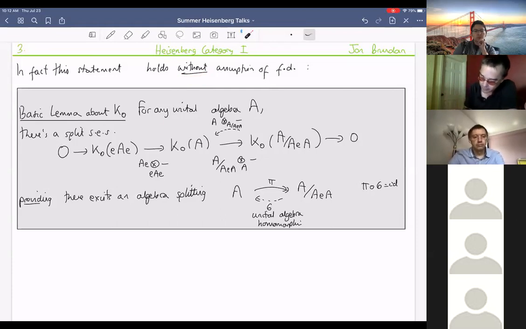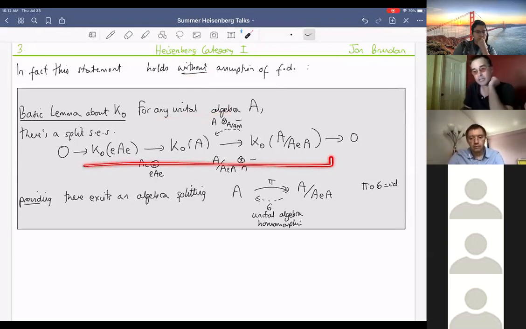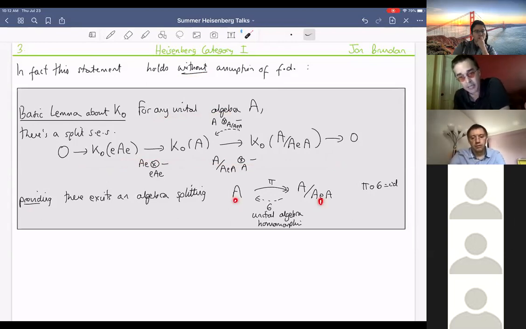So here it is. For any unital algebra, there's this short exact sequence between split Grothendieck groups. It's just the same one as I had before, except to get it in this generality, I need one assumption. So here's the algebra A, here's the quotient algebra A over EAE, where E was this idempotent that was fixed. This is the quotient map. I need to assume that there's an algebra splitting of that quotient map. So there's a homomorphism sigma back again, so that the composition is the identity.